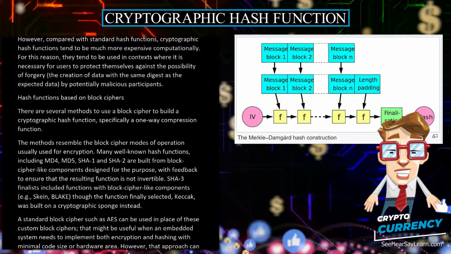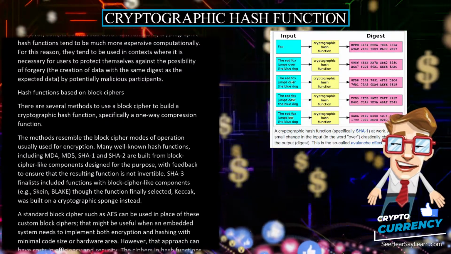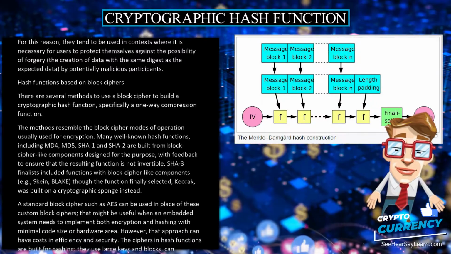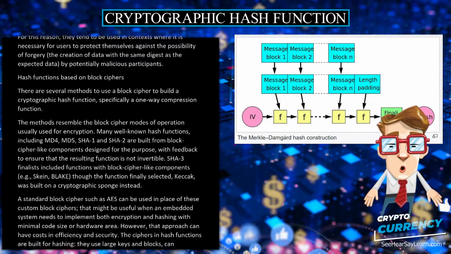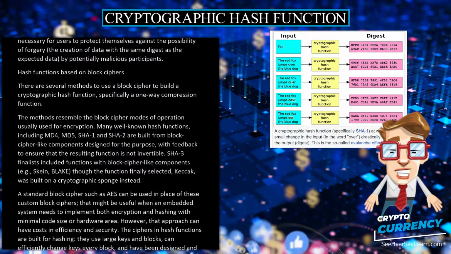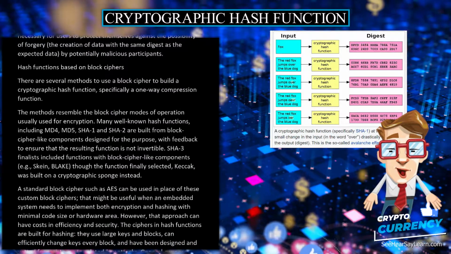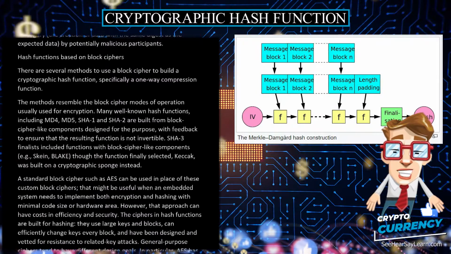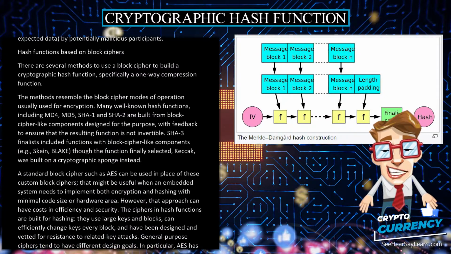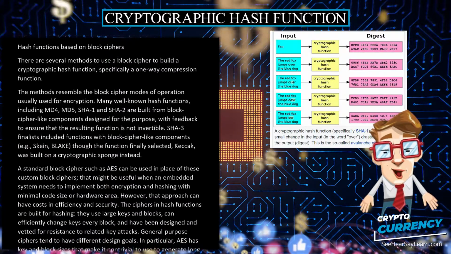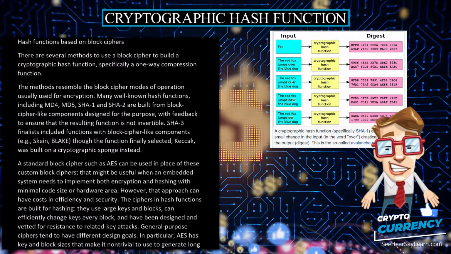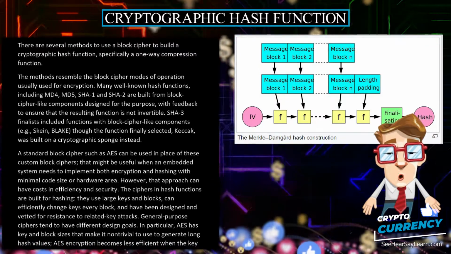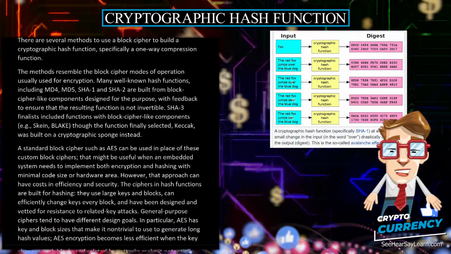The ciphers in hash functions are built for hashing. They use large keys and blocks, can efficiently change keys every block, and have been designed and vetted for resistance to related key attacks. General-purpose ciphers tend to have different design goals. In particular, ICE has key and block sizes that make it non-trivial to use to generate long hash values. ICE encryption becomes less efficient when the key changes each block, and related key attacks make it potentially less secure for use in a hash function than for encryption.